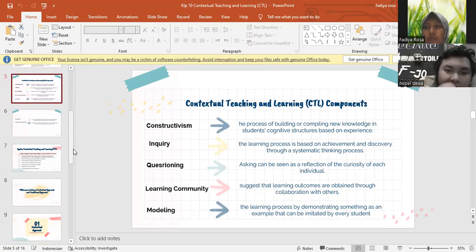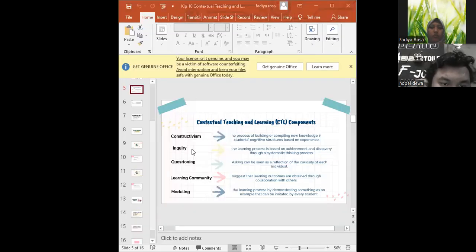Next is the components of contextual teaching and learning. In teaching and learning, there are six main components. The first is constructivism. Constructivism is the process of building or conveying new knowledge in students' cognitive structure based on experience.